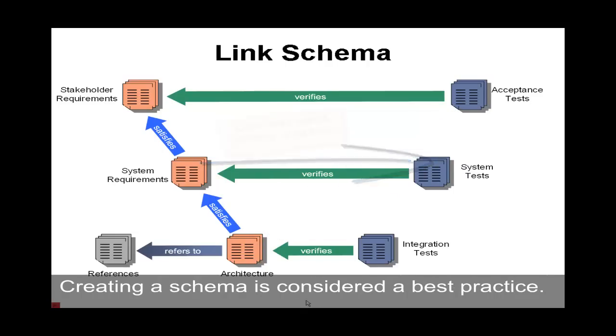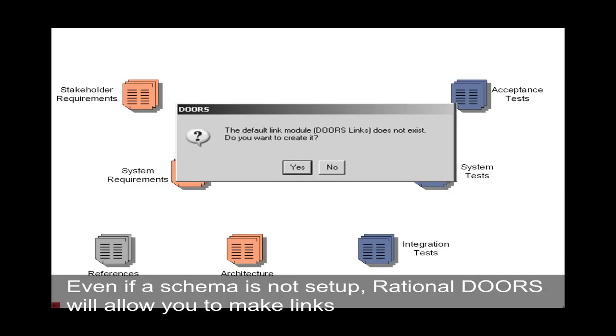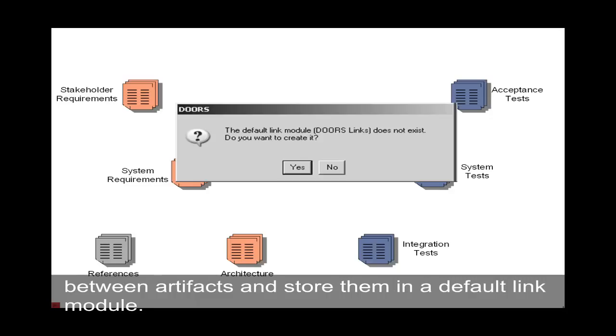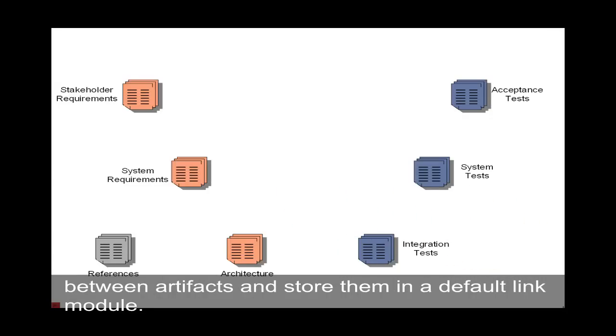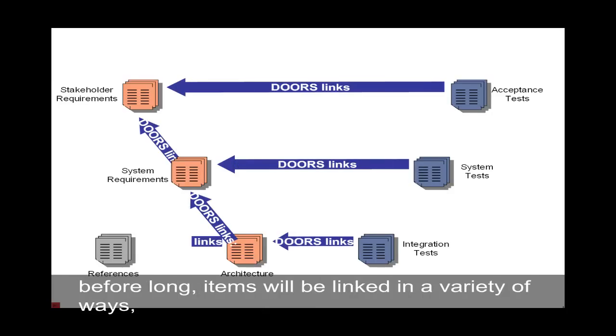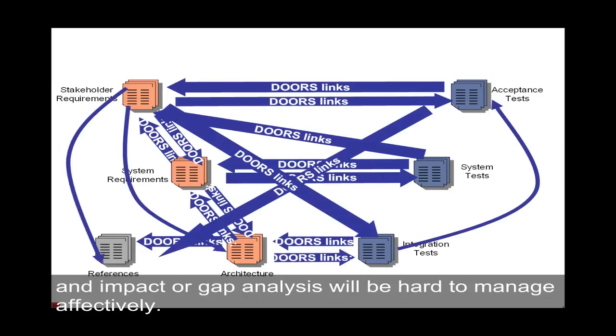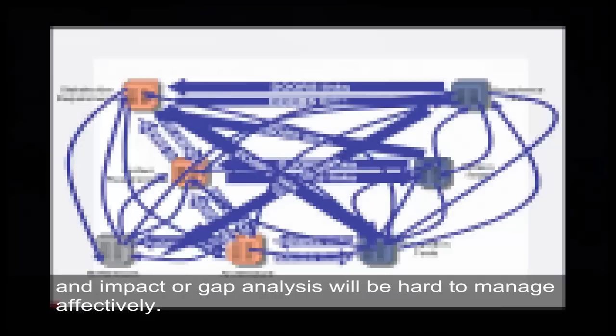Creating a schema is considered a best practice. Even if a schema is not set up, Rational DOORS will allow you to make links between artifacts and store them in a default link module. But if you don't have a schema that is enforced, there is a possibility that before long, items will be linked in a variety of ways and impact and gap analysis will be hard to manage effectively.